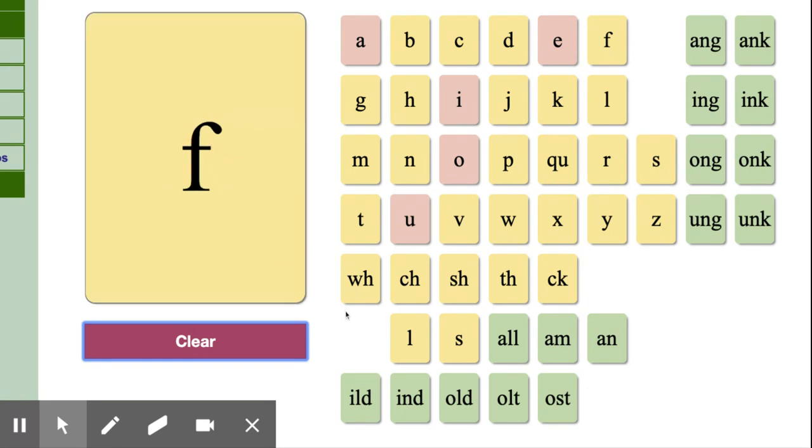F, fun, f. Remember, these are down here because there are bonus letters. L, lamp, l. That's why we see them for a second time. S, snake, s.